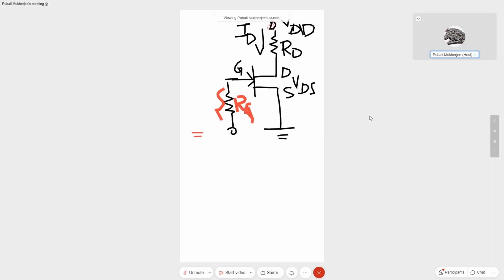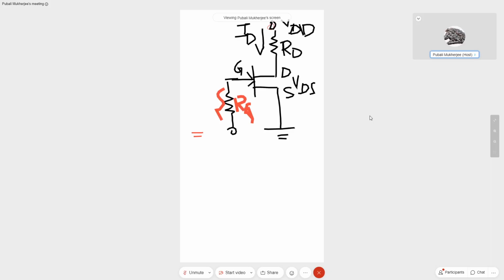Fine. So this is plus, this is minus, this is VGG. This is a circuit which is familiar to you, that you had used in your JFET drain characteristics practicals. So this is ID, this is RD, VDD, and this is the input part of the circuit. So this is G, this is S, this is D.